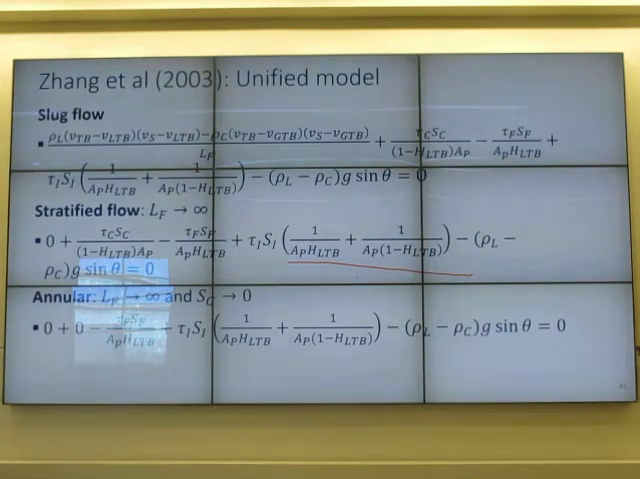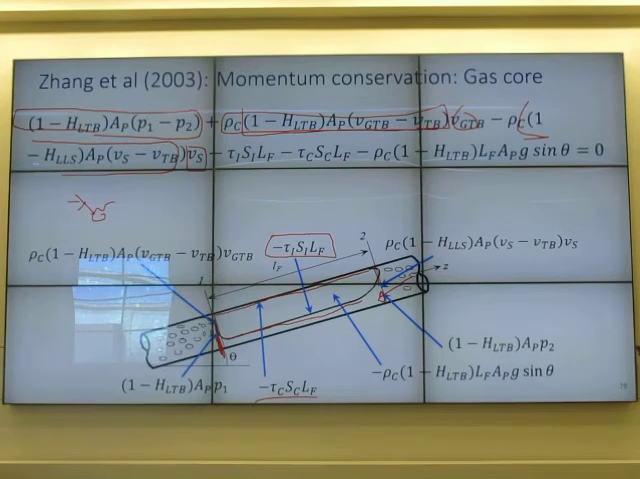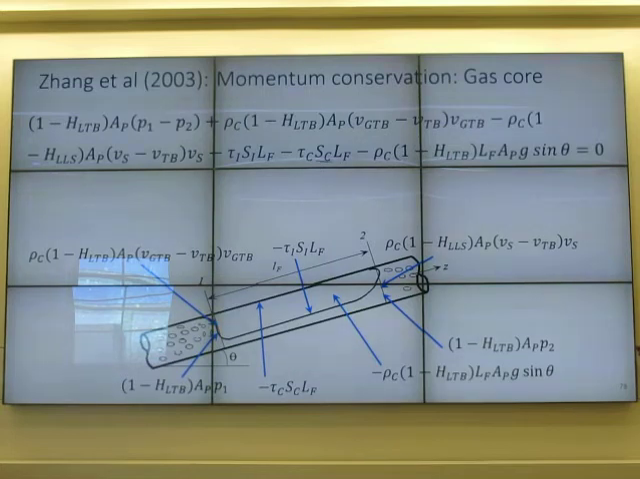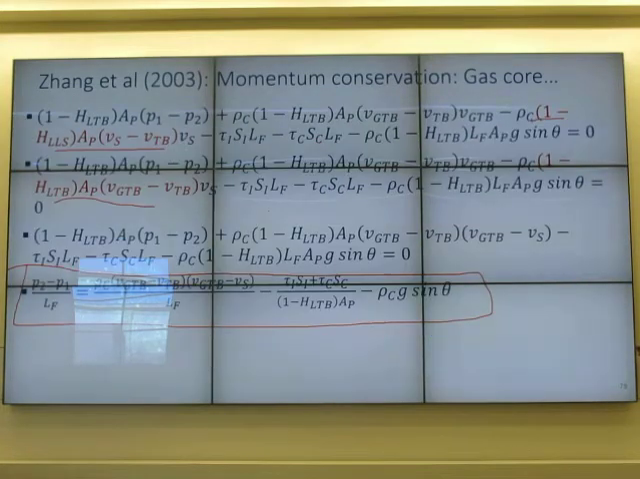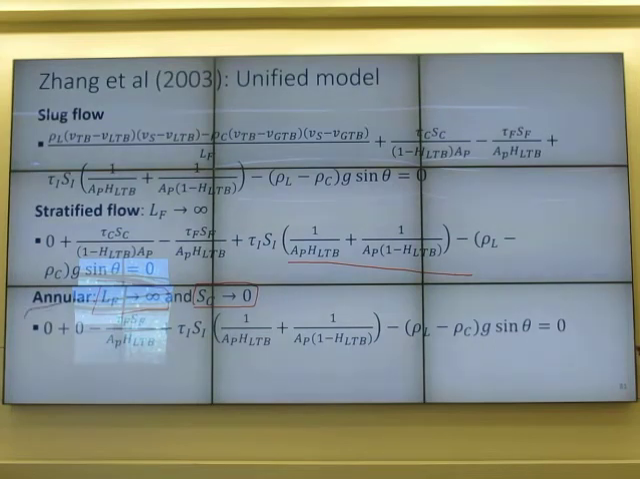Annular flow. What is annular flow, by the way? It is just some kind of stratified flow, but the film length is infinity and the wetted wall fraction is everywhere. So SC becomes zero. What is SC? The dry part, right? If you look at this picture, SC tau C is the momentum or force on the top part. So SC is that curve on the top part. If SC becomes zero, LF goes to infinity, and that is the annular flow equation.